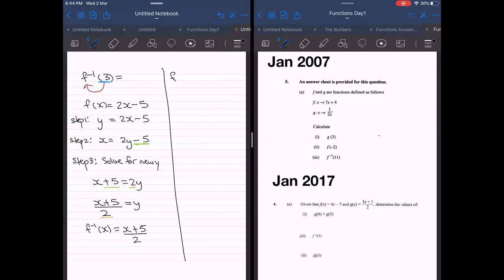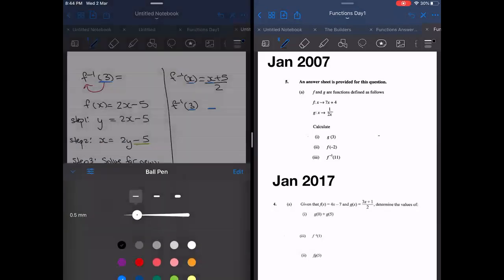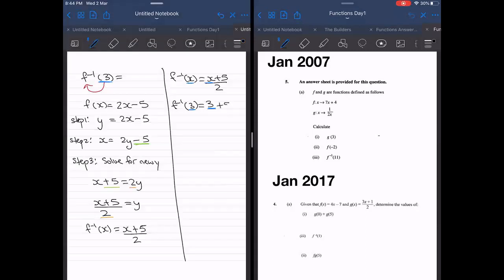So it means that with f inverse of x, is x plus 5 over 2. F inverse of 3 means wherever I see x, I am going to put 3. All right, so 3 plus 5 is 8 over 2. And remember, I said we can look at this as division. So you can either reduce it or you can say 8 divided by 2 is 4. So this would be your answer.